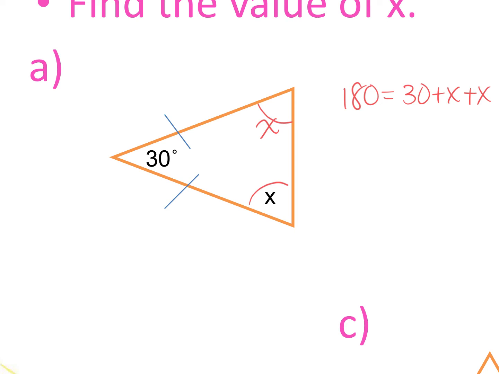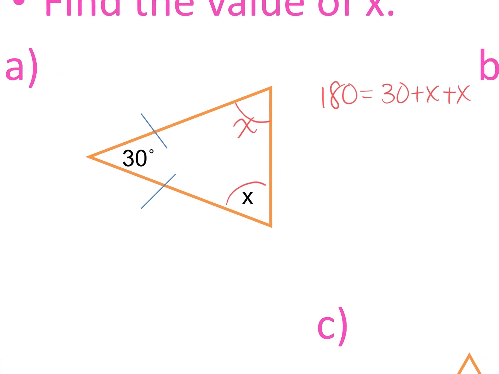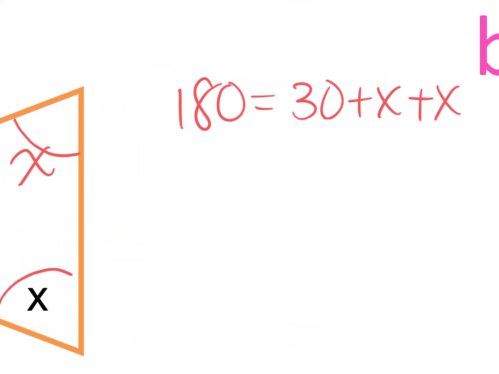Good. Is that something we can do for any triangle? Yes. Absolutely. All the angles inside of a triangle must add up to 180. Okay? So let's solve this. How do I solve it? Combine like terms, what do I get? 2x plus 30 equals 180.